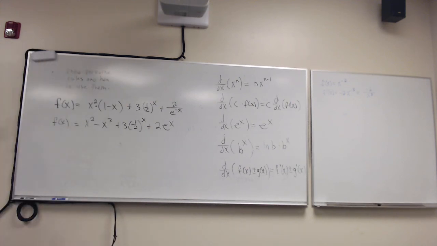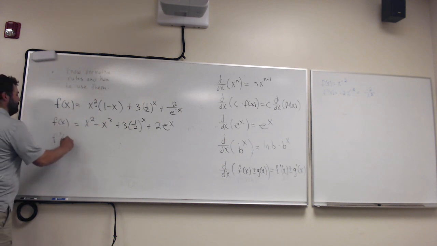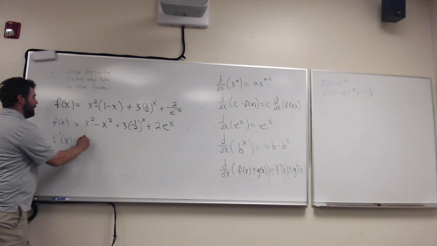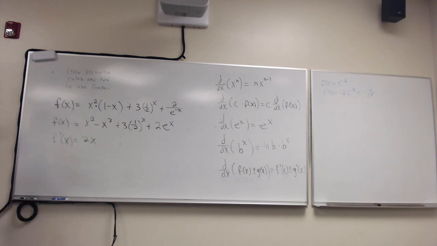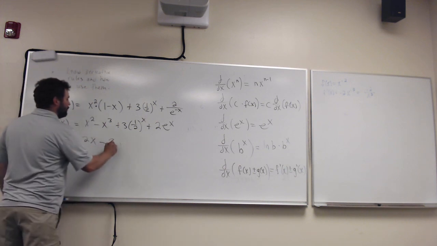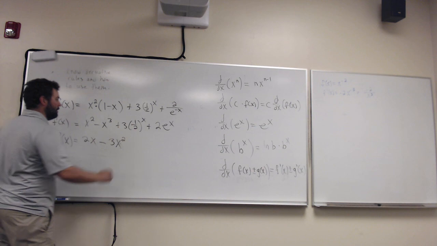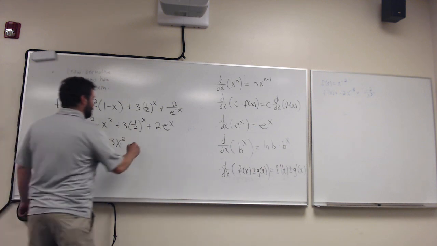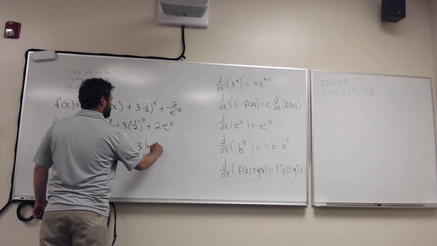if you take the derivative of a sum of functions, you can take the derivative one at a time or term by term. Okay, so f prime of x, derivative of x squared is 2x. Power comes out front, you reduce the power by 1. Derivative of negative x cubed is minus 3x squared plus 3 ln 1/2 times 1/2 to the x.